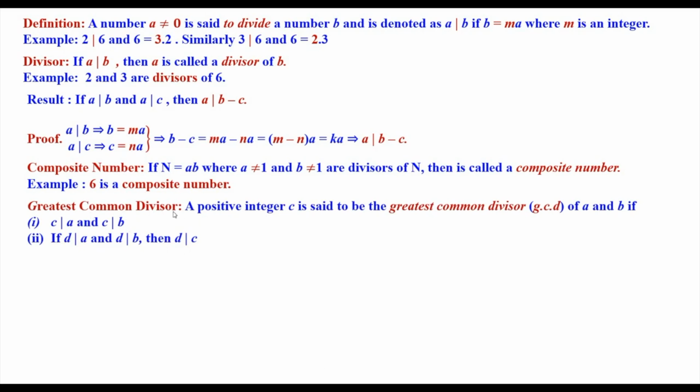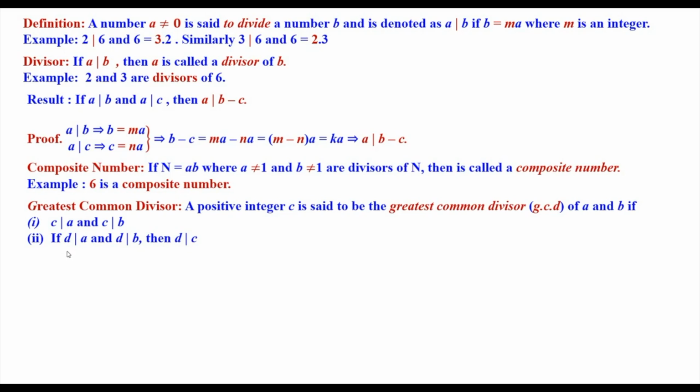Next we have the greatest common divisor. Even this concept will be used repeatedly. A positive integer c is said to be the greatest common divisor of a and b. You are given two integers a and b, and you want to say some other integer is the GCD of a and b. So first of all, c divides both a and b, it should be a common divisor. It should divide first, so divisor, and it should be common, which means c should divide a and c should divide b also.